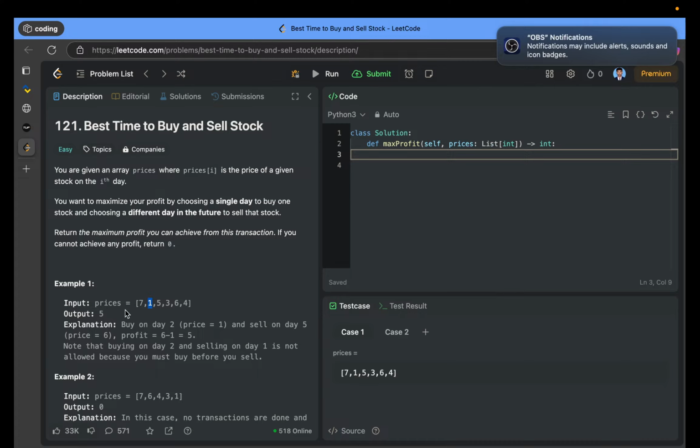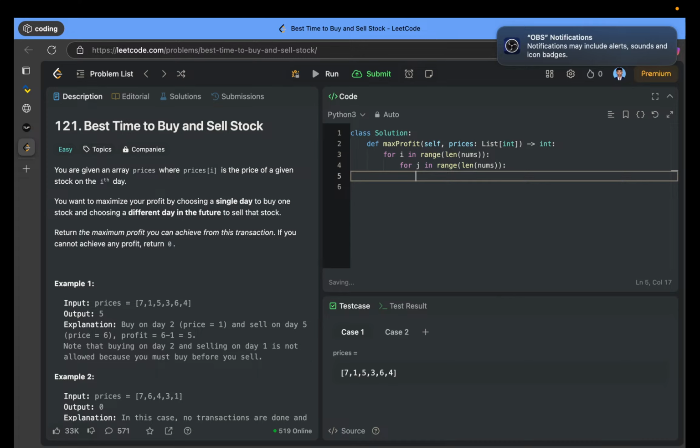Now I just have to compare all these numbers. Return the maximum profit. I can buy on the ith day and I can sell on the jth day. So it's two loops, an i loop and a j loop. Let's go with the same thing again. So for i in range length of nums, for j in range length of nums.